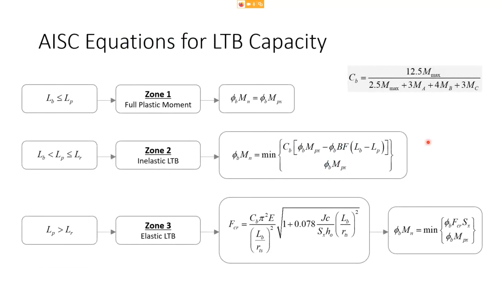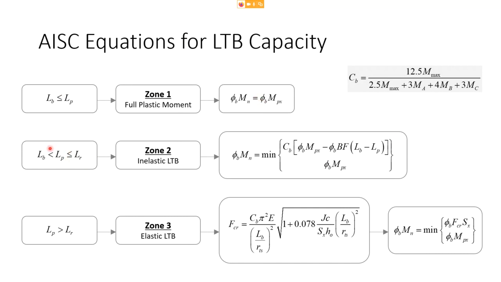So what I have here on this slide is probably the most important slide, not only in this lecture, but one of the most important slides in the class. This is a flow chart that I developed that will tell you how to compute the capacity of a discretely braced beam. You look at your unbraced length and you say, okay, if my unbraced length is less than LP, I'm in zone 1, here's the capacity.